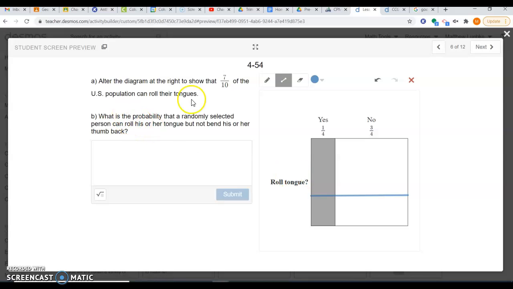And then we want what is the probability that a randomly selected person can roll his or her tongue, but not bend his or her thumb back. And so we are looking for a yes to rolling the tongue, but a no to bending the thumb back. So that would be a yes to the rolled tongue, but a no here, so we're looking for that percentage there. And I said this would be 7 over 10, and this would be 3 over 10. And we're looking for yes and no.